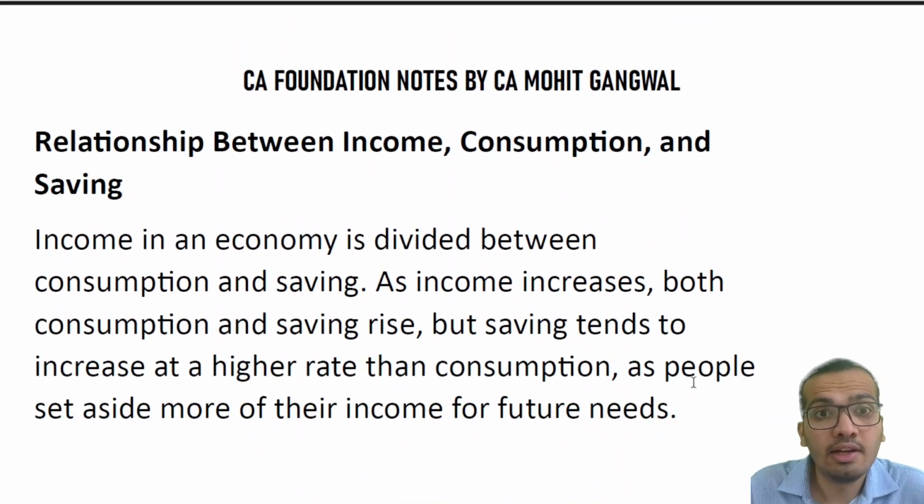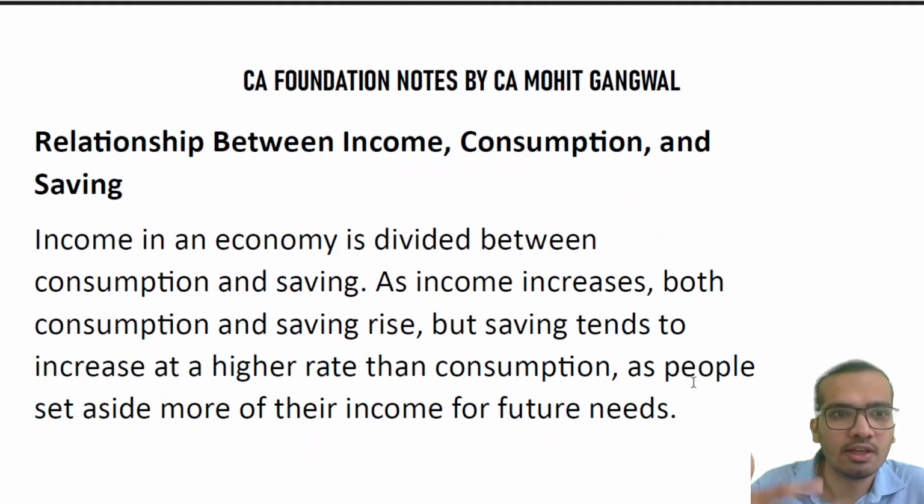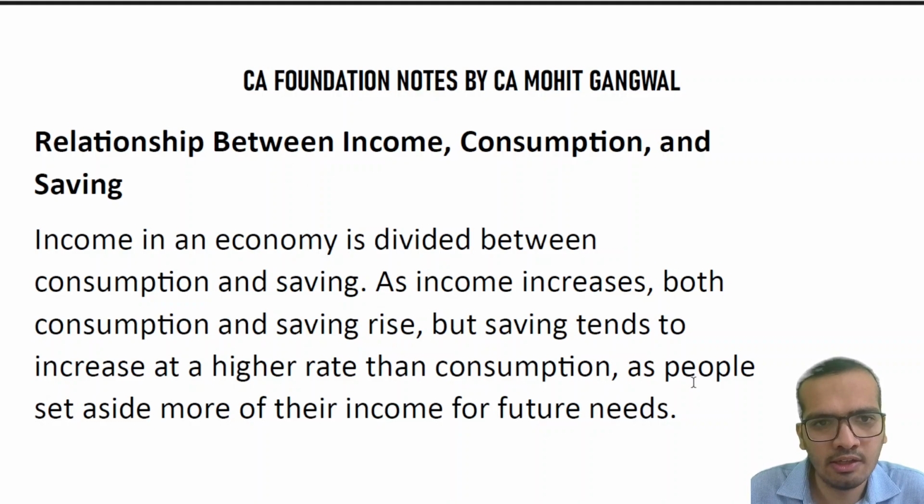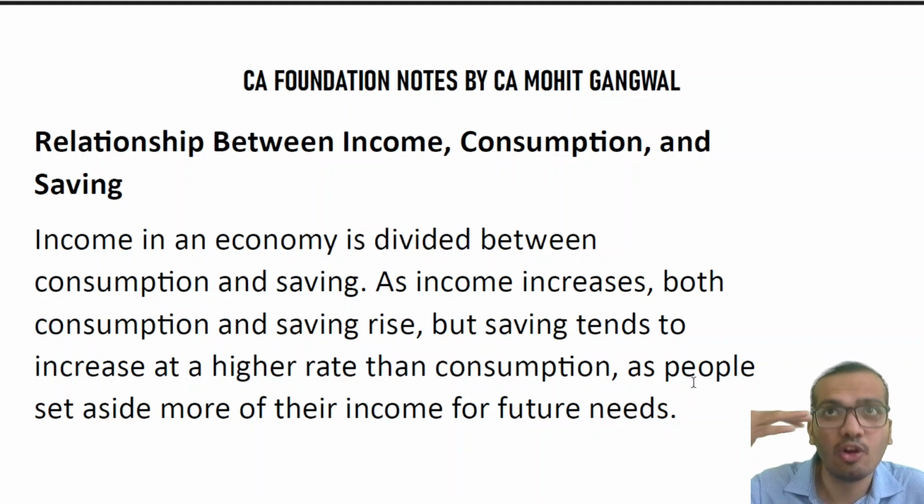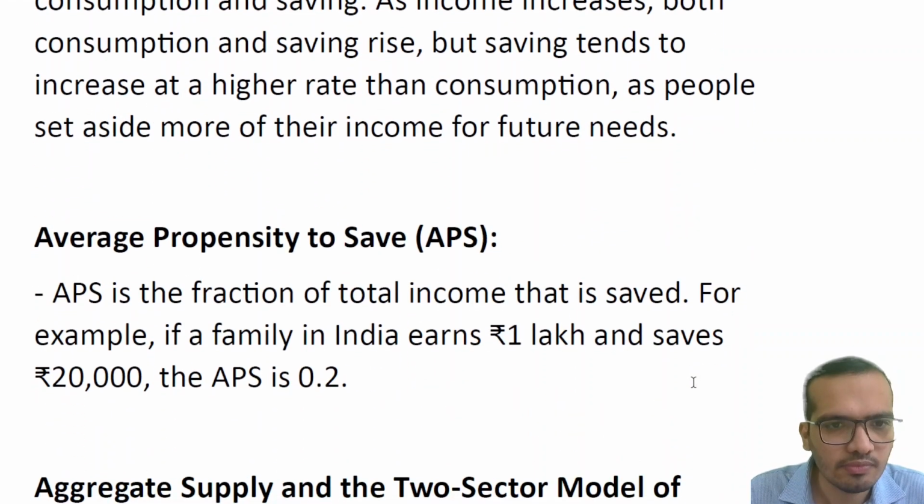Then comes the relationship between income, consumption and saving. So income in an economy is divided between consumption and saving. As income increases, both consumption and saving rise, but saving tends to increase at a higher rate than consumption, as people set aside more of their income for their future needs.